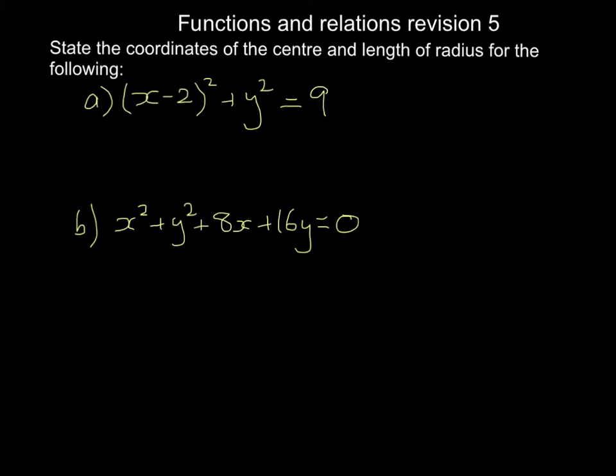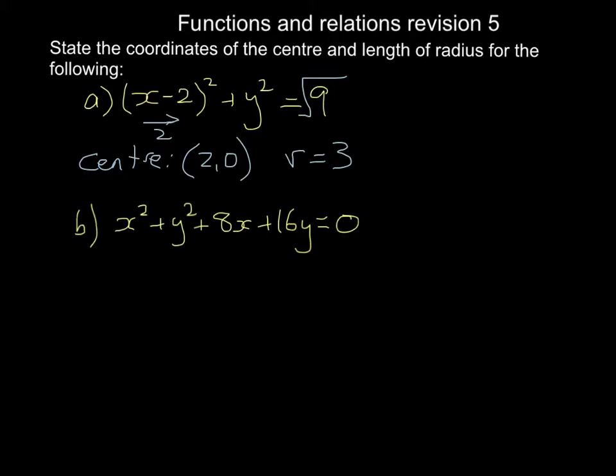circle graphs. First one, we have a translation in the x direction only, so the -2 means it gets shifted to the right by 2. And there's no bracket with the y, so it is going to be sitting on the x-axis. So in this case the centre will be at 2 and 0. And the length of radius, we take the square root of the answer. So the radius will be equal to square root of 9 is 3.